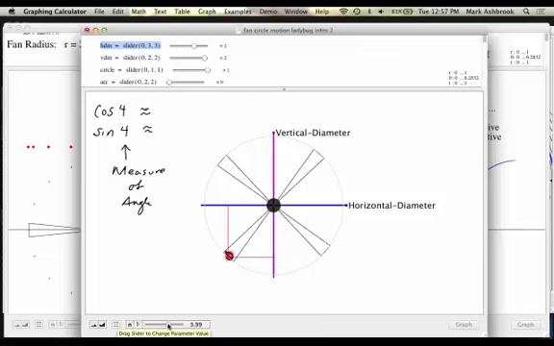Okay, go. So you estimate cosine and sine of 4, which is where the bug is right now. Estimate the cosine and sine of 4. And talk about it.